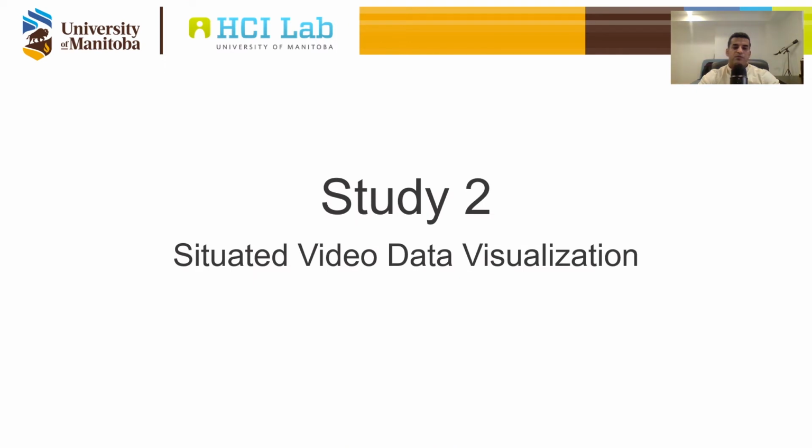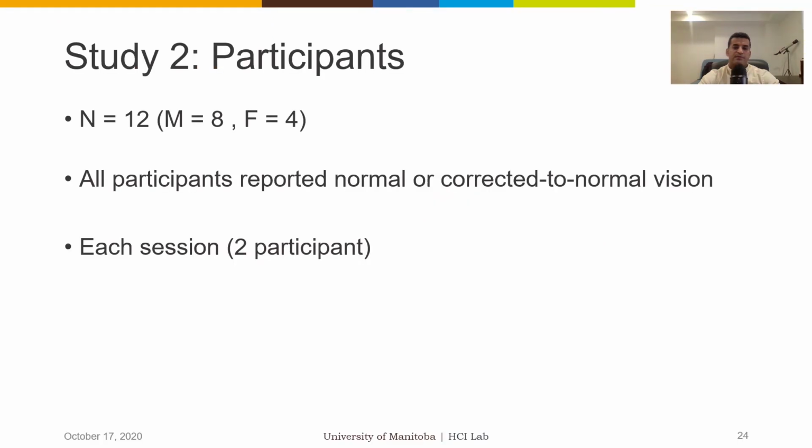Since the result of study 1 generally indicates significant potential for us to explore situated analytics further, we conducted an elicitation study which includes sketching and ideation activity for situated analytics. We recruited 12 new participants, none of whom took part in the first study. All participants reported normal or corrected-to-normal vision. Each session was conducted with 2 participants. 2 participants are required so they could bounce back and forth their ideas with their partner.